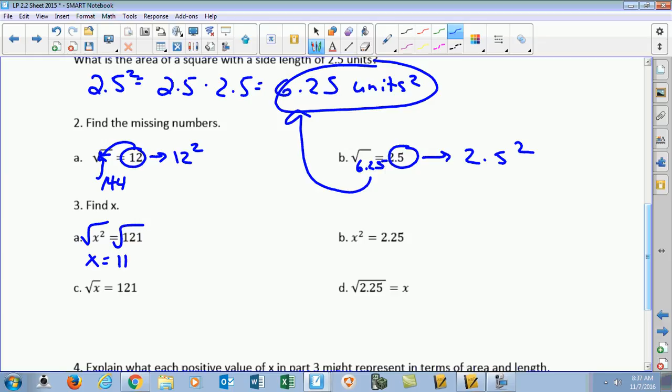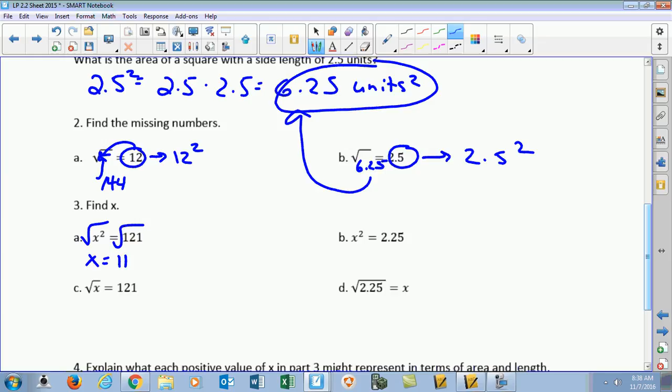So if you have anything squared, let's say we took the square root of 2 squared. Well, that's just 2, right? That's what that means. All right, what about this one? This might be a little more tricky. B. Some number squared gives you 2.25.